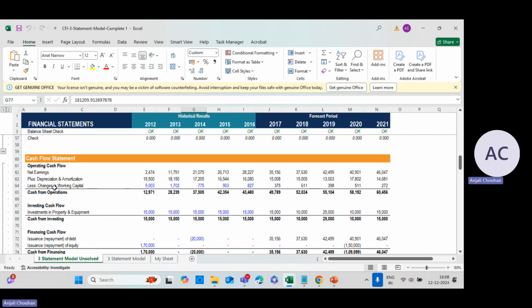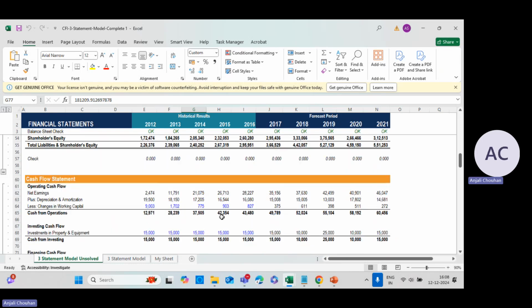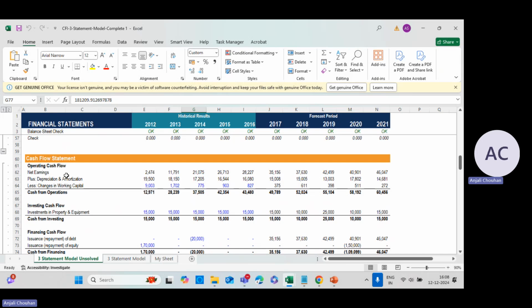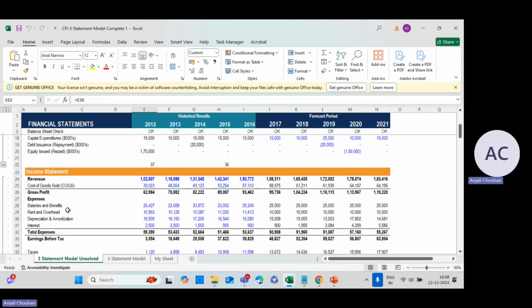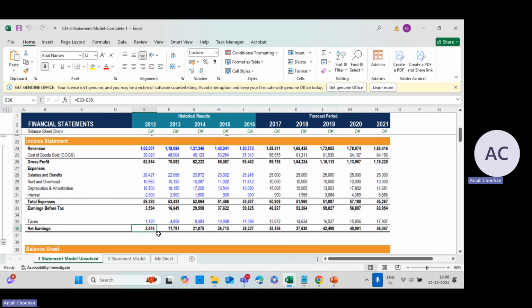If you follow the indirect method, these activities will be covered here: the operating cash flow, I mean the cash flow from operations, then the investing cash flow, cash from investing activity, as well as the financing cash flow, the cash flow from the financing activity. First we understand how the figures arrive here, and then we discuss the formula. In the operating cash flow, the net earnings take the reference from the income statement. Here you can clearly see the net earnings are coming from the income statement.